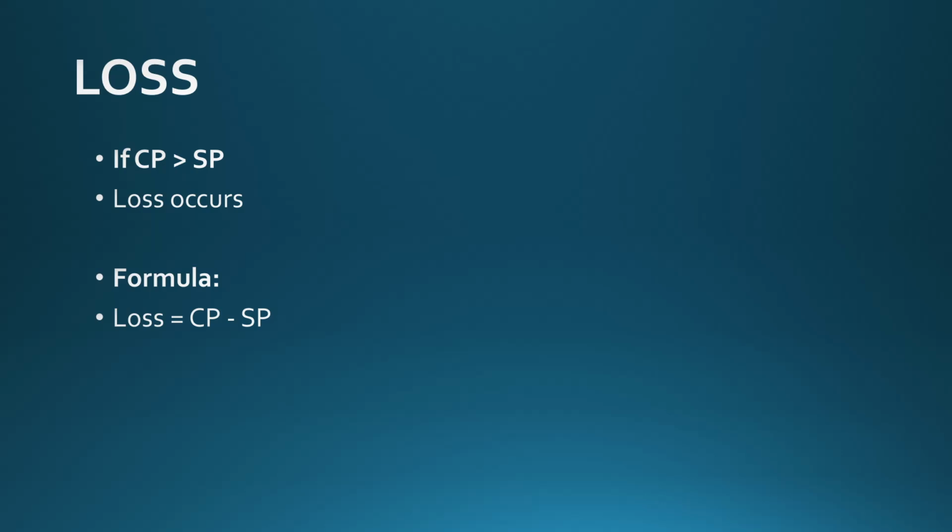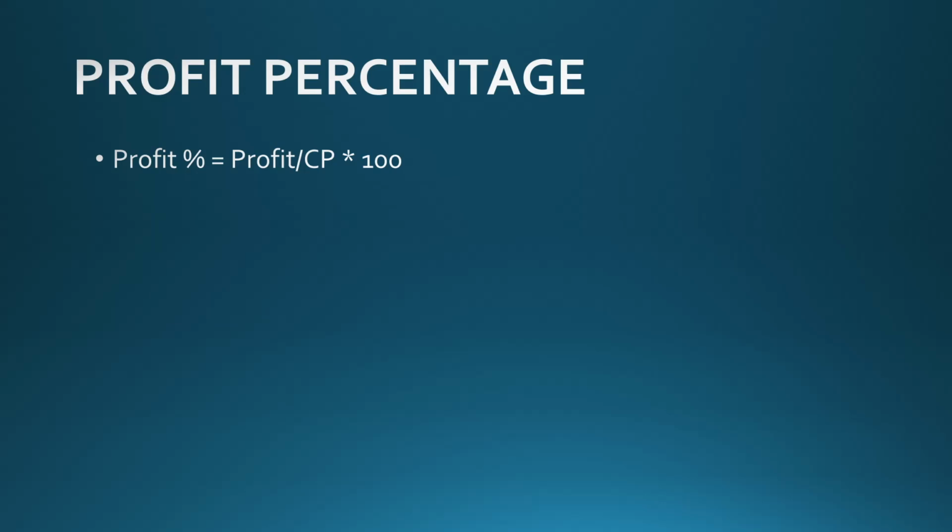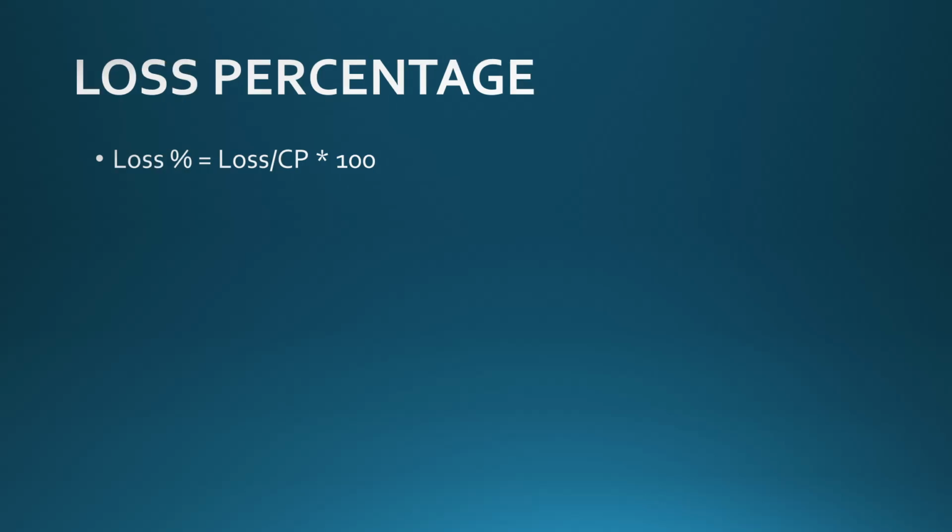If cost price is greater than selling price, then loss happens. Example, I bought a bag for rupees 100 and sold for rupees 80. Loss equal to 100 minus 80 equal to 20. To calculate profit percentage, we divide profit by cost price and multiply by 100. Remember, percentage is always calculated on cost price. Same concept for loss percentage. Loss percentage is loss divided by cost price into 100.